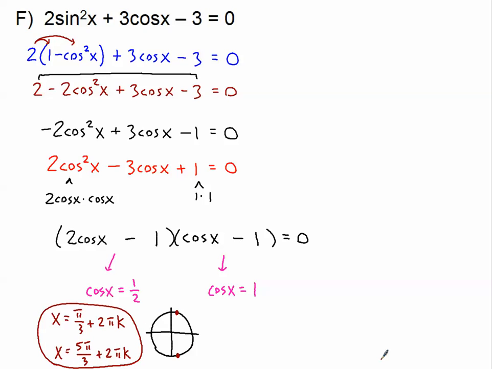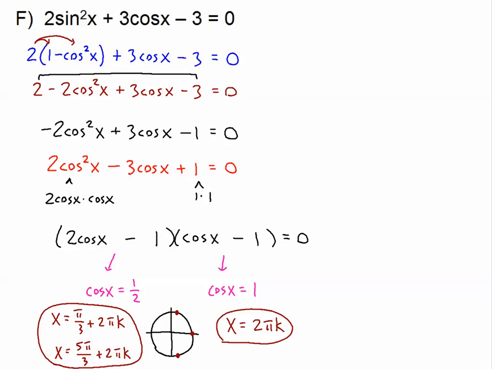And my last answer, I have the cosine is equal to 1, and that brings me all the way out here, and that's just 0 pi. So I'm going to say 0 pi plus 2 pi k, or rather 2 pi k. I don't need 0 plus something. I can just put the something, 2 pi k.